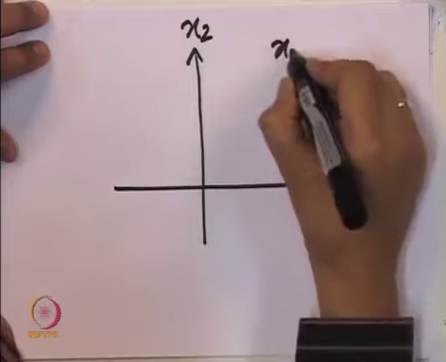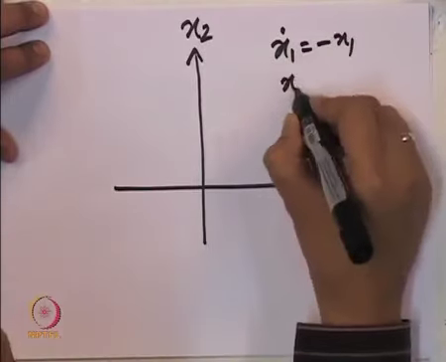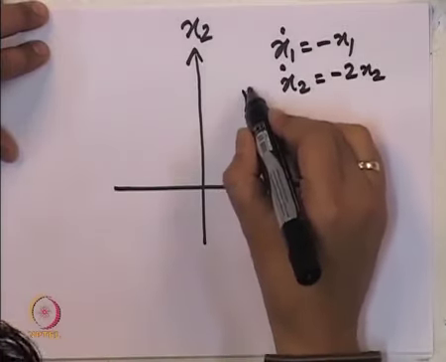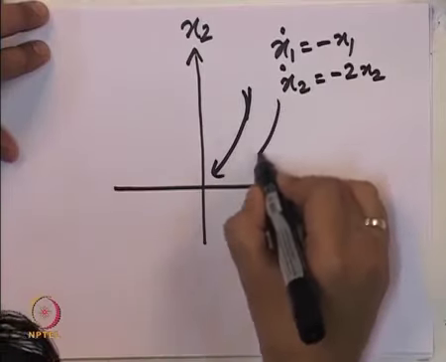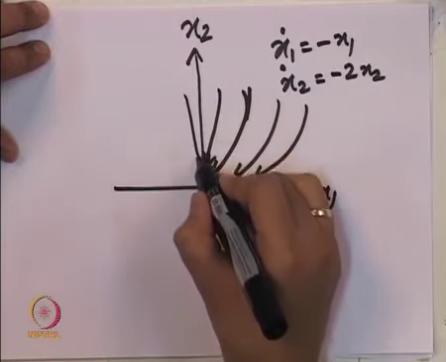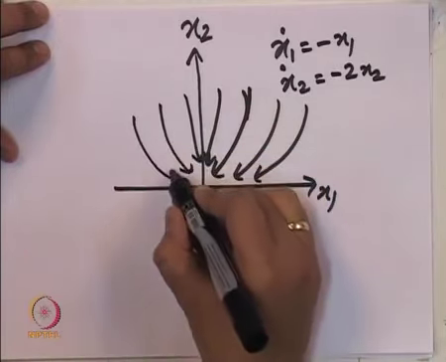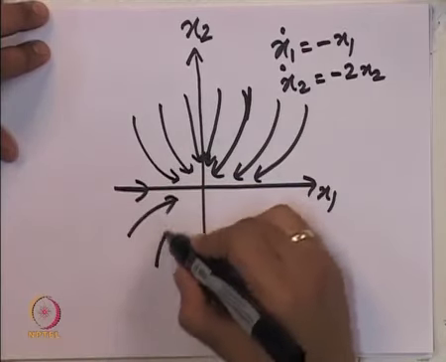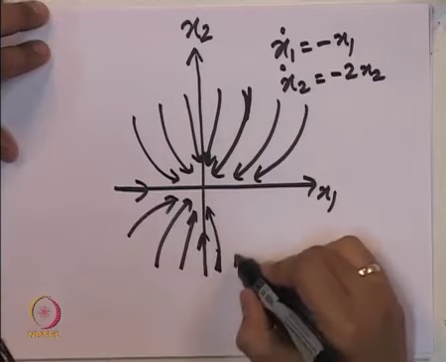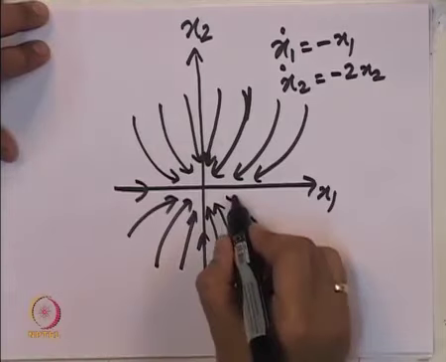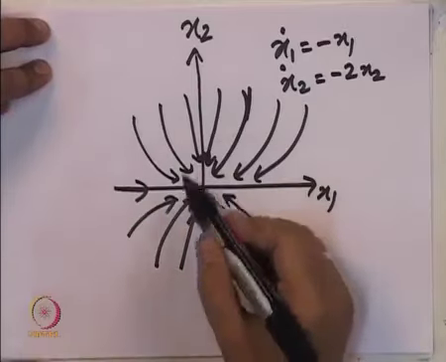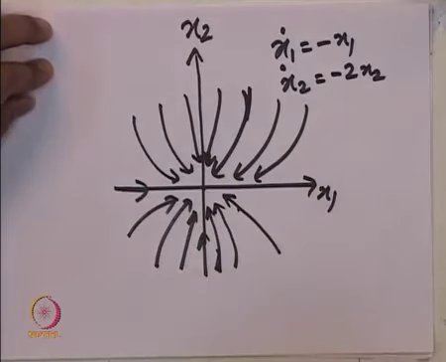So, for the same example, x1 dot is equal to minus x1, x2 dot equal to minus 2 x2, when we draw a curve that is tangent to each of the arrows, we see that the curves look like this, solution curves. So, this we will say is a stable node. It is a node and all the trajectories are directed towards it. That is why it is a stable node.